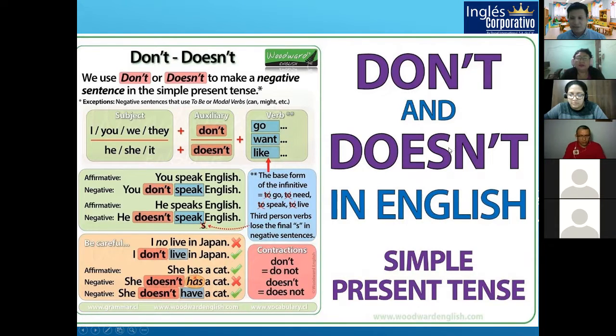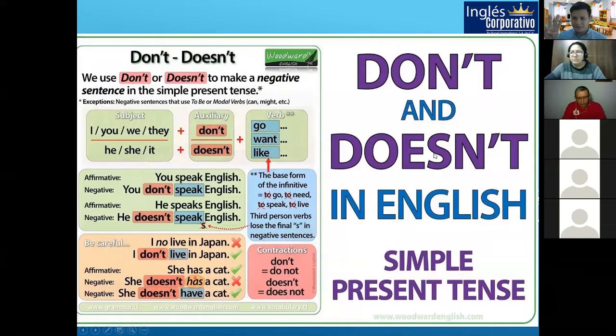Okay, let's see. When we are going to use doesn't? ¿Cuándo vamos a utilizar doesn't? When it's a negative statement. Okay, very good. La tercera persona. The third person singular. Really good. Okay. Veo que manejamos esta información, así que vamos a ir un poco más rápido acá.